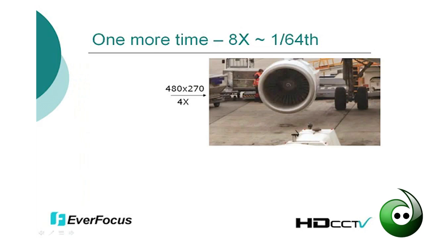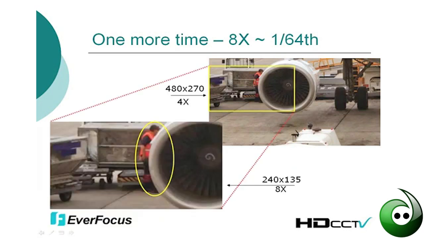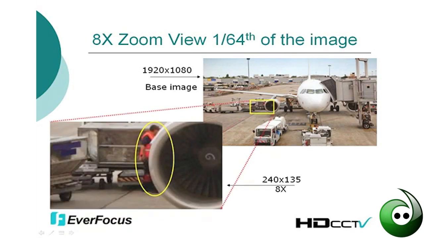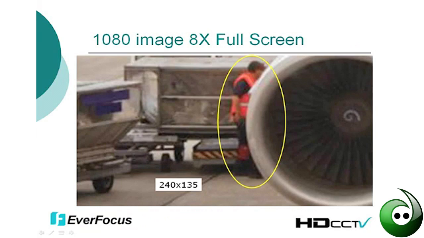At 8x zoom, we're looking at 1/64 of the image. We're going to take our 4x zoom image, take 1/4 of that image, blow that up to be full screen. We're down to 240 by 135 pixels at 8x zoom, even starting from 2 megapixels. So we'll take our 1920 by 1080 base image. At 8x zoom, we're taking just this tiny area, expanding it to full screen, and that's what a 1080 image looks like at 8x zoom, 240 by 135 pixels.